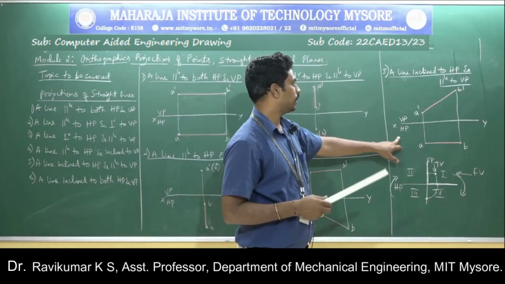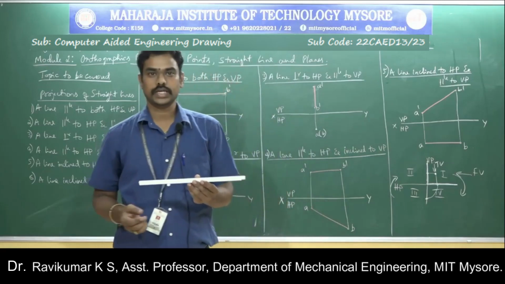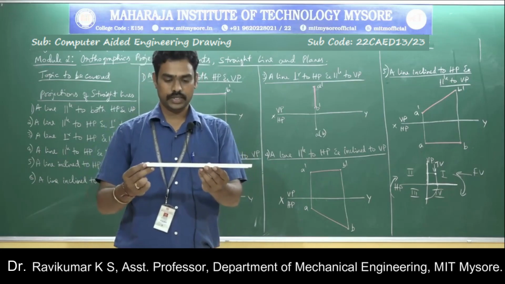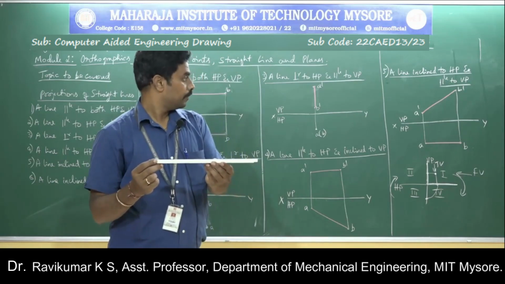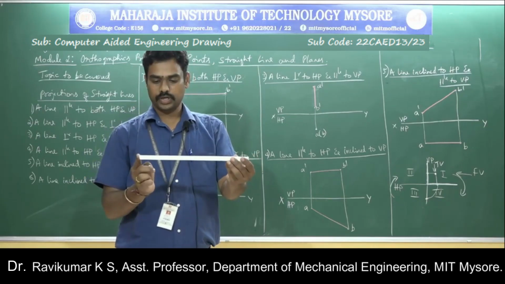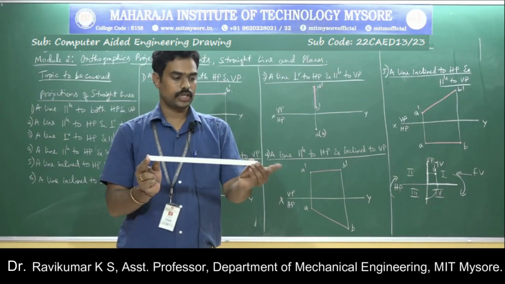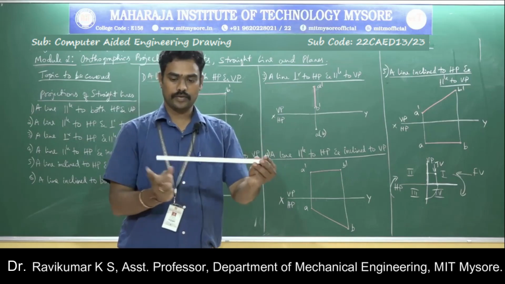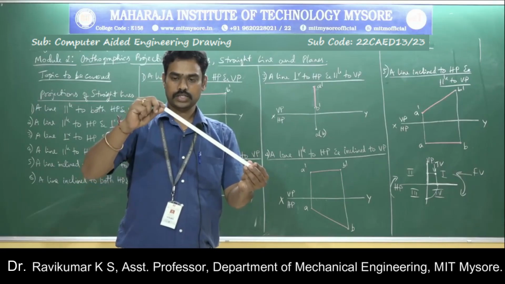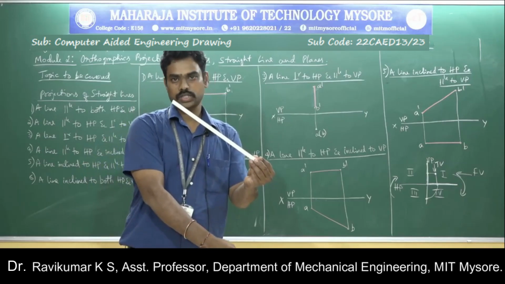Then the next case is a line inclined to HP and parallel to VP. So inclined to HP, again I will start with the first case. The first case is a line parallel to both the planes. This is the line parallel to both the planes. Now inclined to HP and parallel to VP. So the distance from this point to VP and this point to VP I will not change. Instead I will rotate this with respect to this point, like this. So in this case, the distance from this point to the horizontal plane and this point to the horizontal plane is not the same.